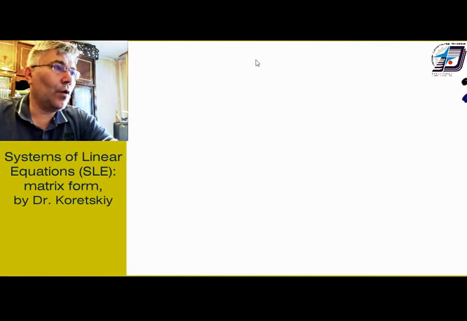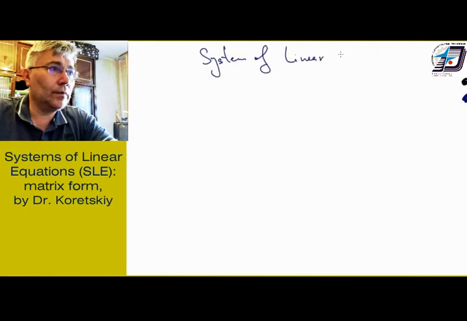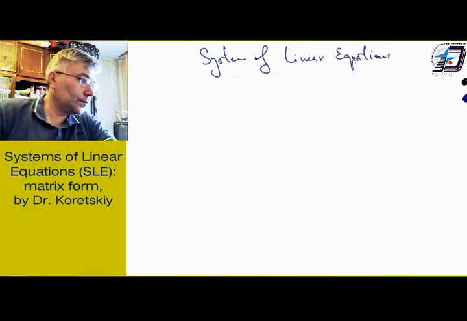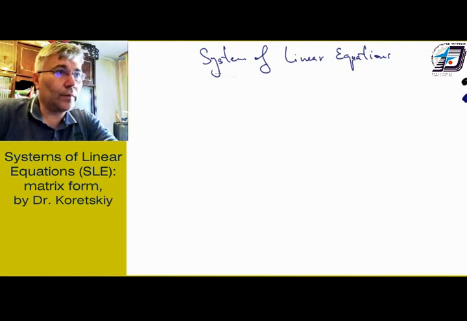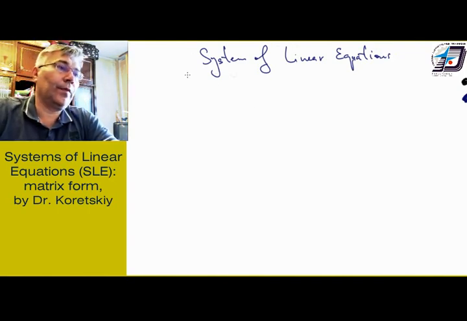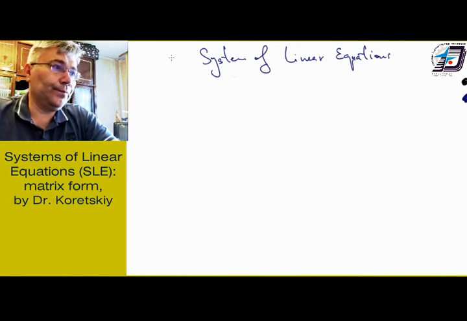Let's start our work. System of linear equations. I dropped one letter here, equations. Okay. The very basic view of the system of linear equations is the following one.